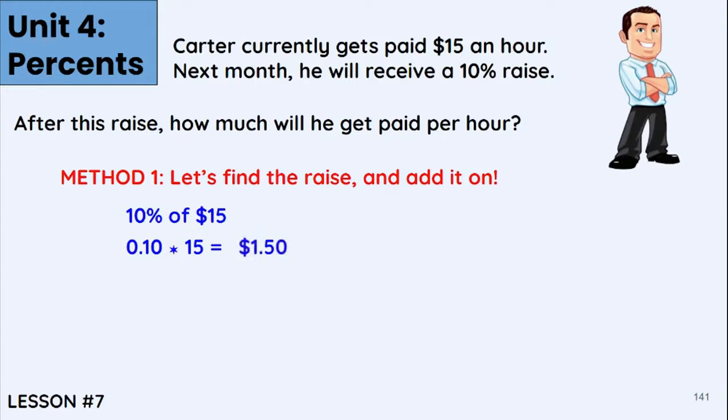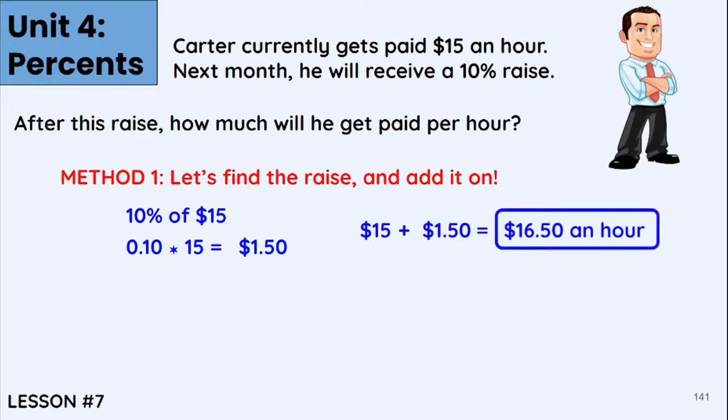You should have found it was $1.50. So his raise is $1.50. So how much would he get paid per hour then? We would do $15 plus the $1.50 raise. He would get paid $16.50 an hour.